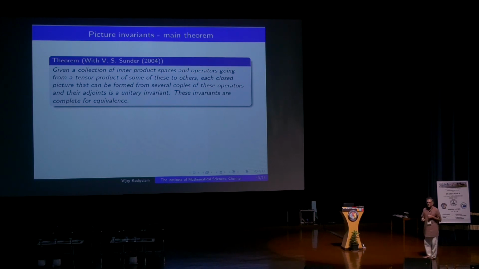These conditions are complete for equivalence. So we'll tell you, given two operators from a tensor product of vector spaces to a tensor product of some other vector spaces, when are these two equivalent? And these two are equivalent exactly when many of these pictures that you can build from these operators give you the same number.